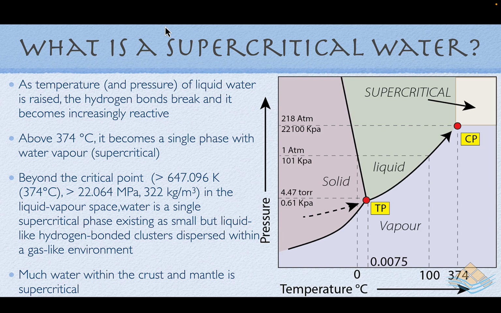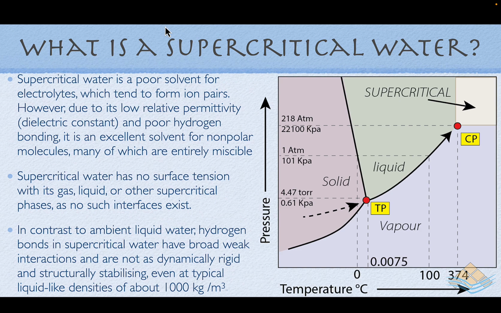Those conditions of temperature and pressure must exist in much of the crust and mantle. Much of the water phase that we see in the deep subsurface is supercritical. What distinguishes supercritical water is that it becomes a very poor solvent for electrolytes, for the sodium and the chlorine and so on, which in lower temperature and pressure states tend to form clusters as ions go into solution, surrounded by polar water molecules.